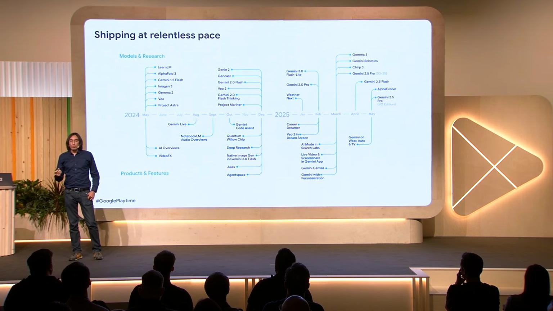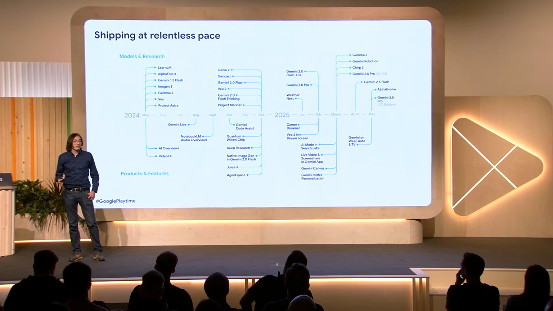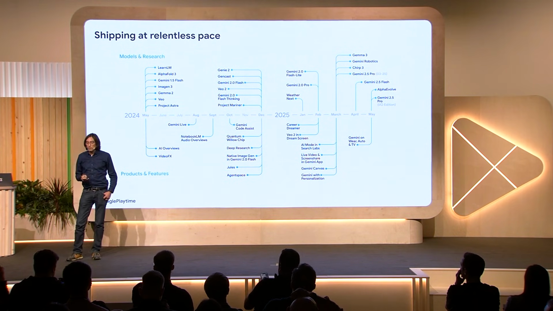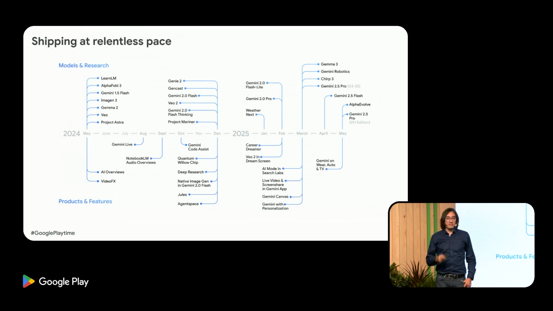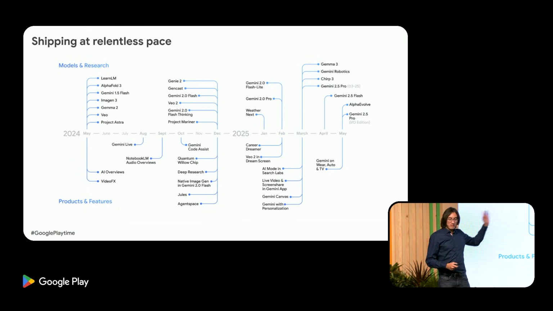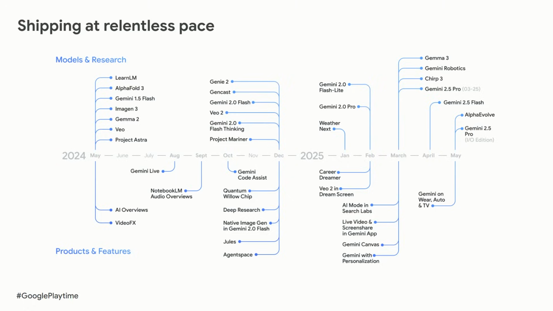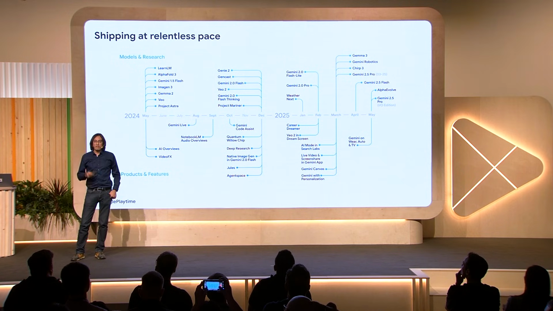And you all know that the AI field has been crazy since like a year and a half ago. And it's getting even crazier. This slide is just what we shipped between I/O 2024 and I/O 2025. And it's even crazier in 2025. On average, since the beginning of the year, our team has been shipping things every 5 days.